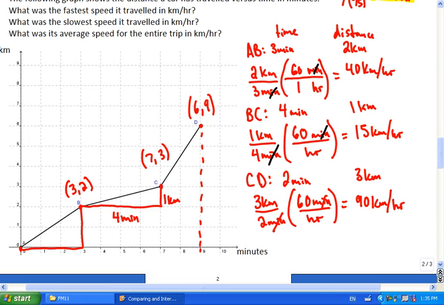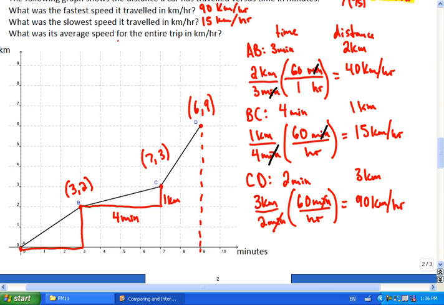So now I can answer the questions. What was the fastest speed that they traveled? Well, the fastest speed they traveled was 90 kilometers per hour. The slowest speed they traveled was 15 kilometers per hour.